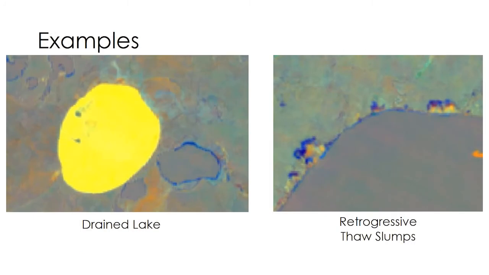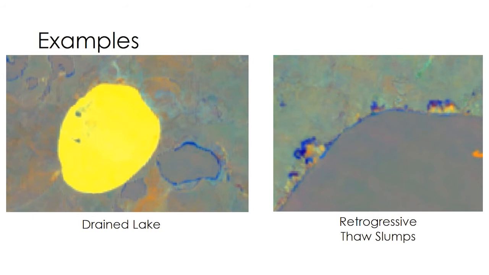Here are some large-scale examples. On the left, we see a nicely drained lake, which is a very typical process that we see in a lot of permafrost regions. So there we see a drastic change, and we can directly grasp that there is a change in the landscape. And due to the color, we can already infer what really happened there.